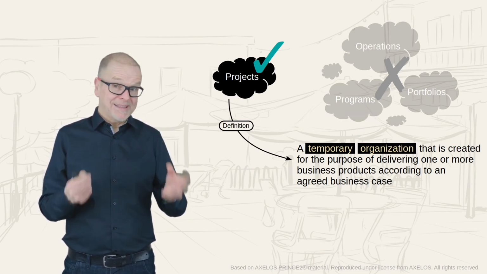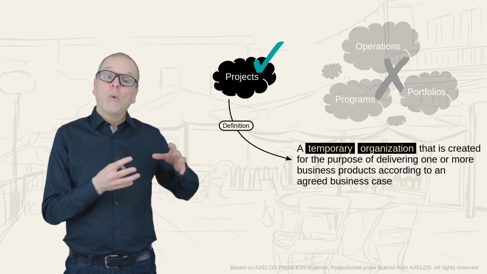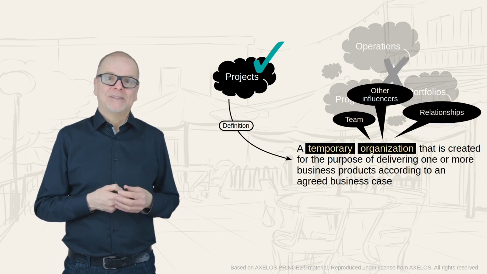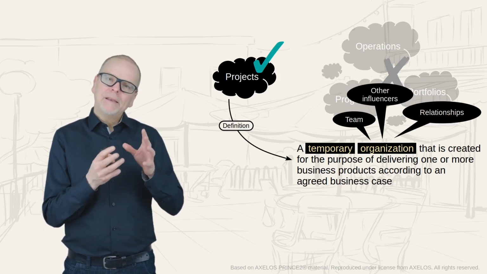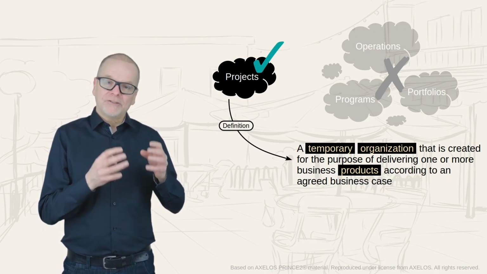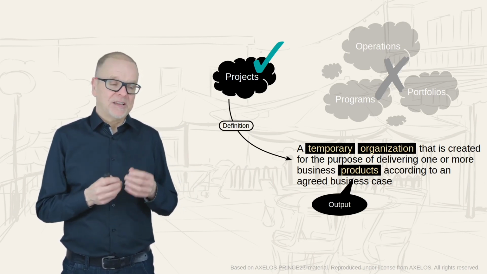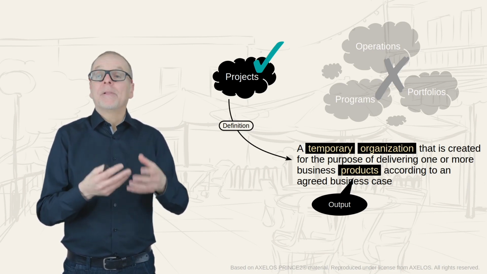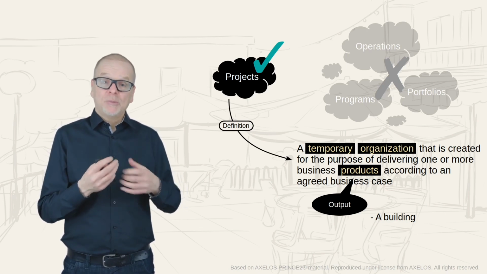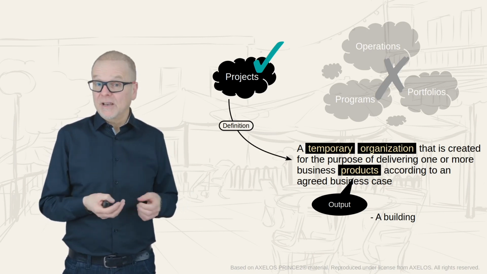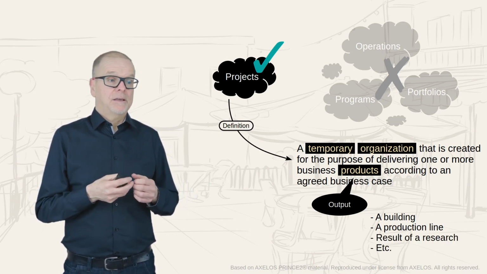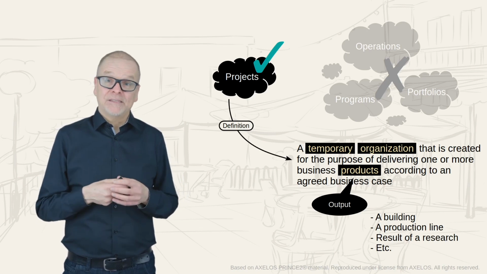Organization. What do we mean by that? Well, the word organization refers to the project team, so the people involved in the project and how they relate to each other. Next one is a product, or business product. So this is used to refer to the output created by the project. So something tangible, for example, the building, that's tangible. Or the capability to provide a service such as a production line, or the result of a study that was created, like a report created at the end of scientific research.